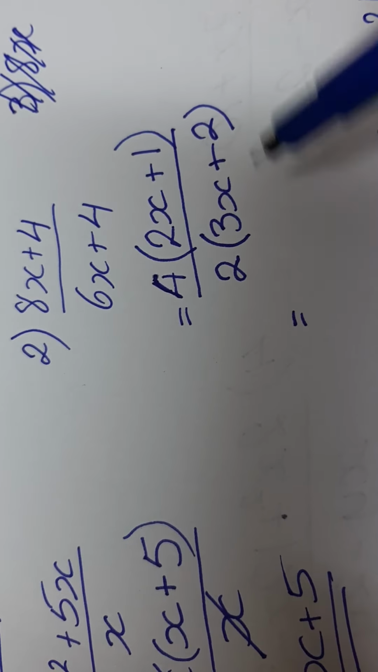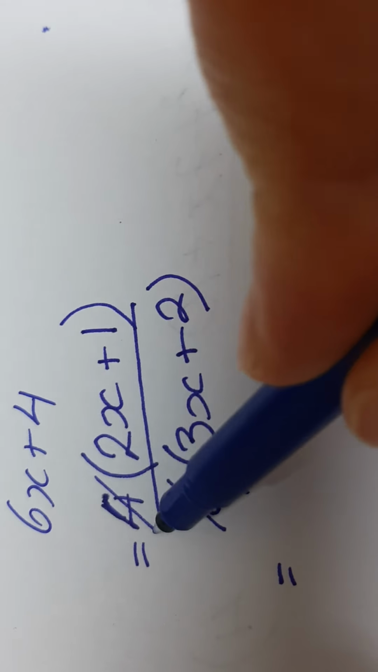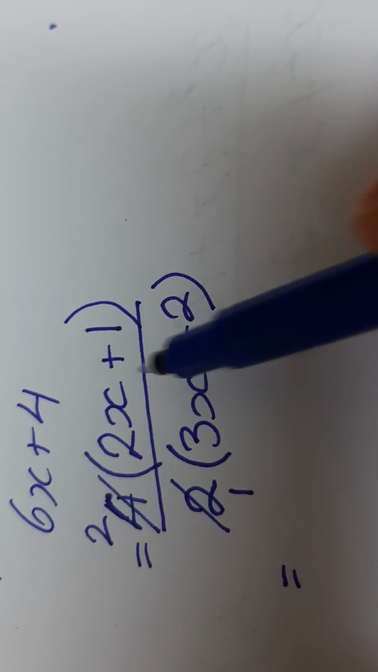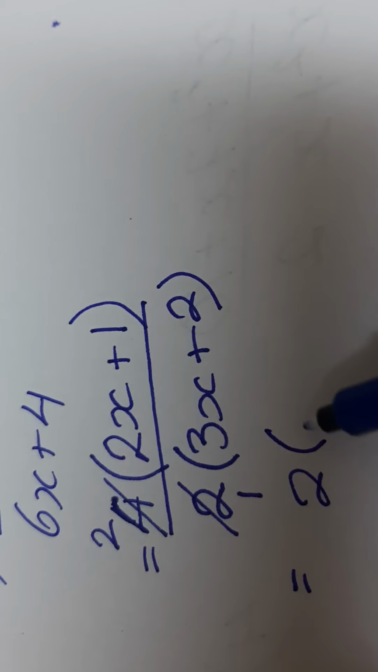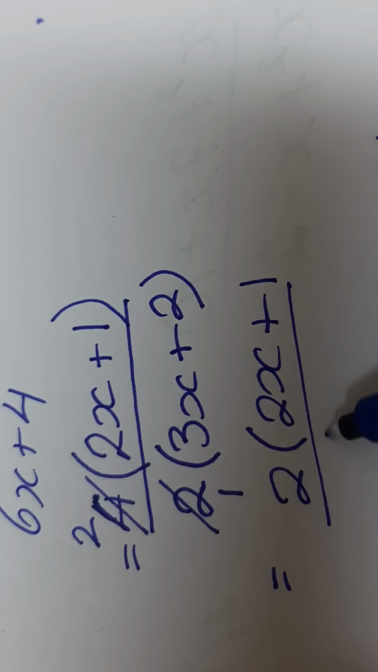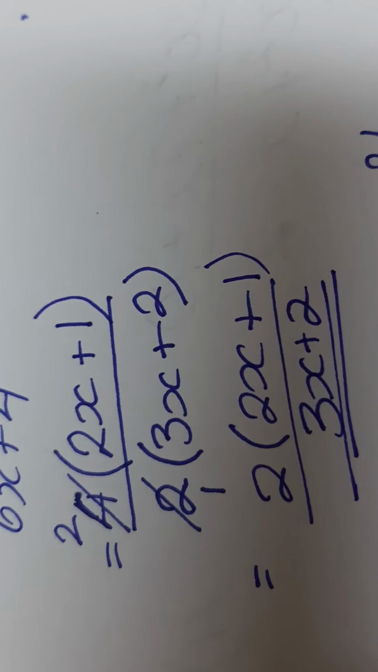Does anything simplify here? Well, I can see 2 goes into 4, so 2 into 2 goes once, 2 into 4 goes twice, and I can't see anything else here that simplifies because these are completely different, so I can't cancel them. So I'm left with 2x plus 1 over 3x plus 2. That's my final answer.